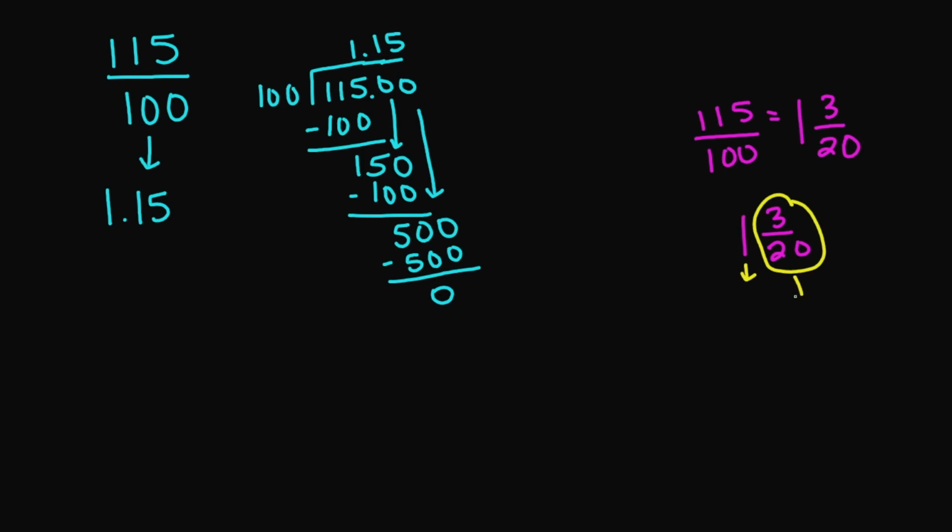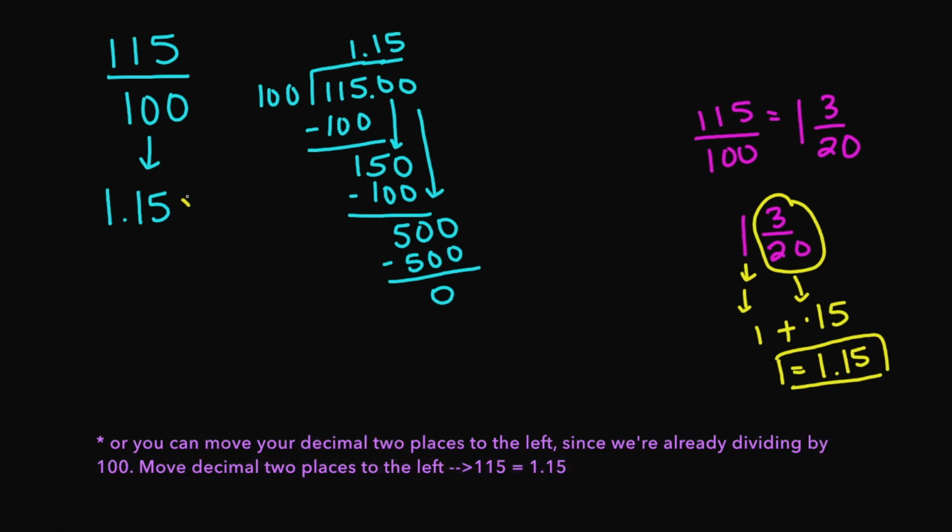So if you divide 3 divided by 20, this is going to give you 0.15. And then you have your 1 here. So you do 1 plus your 0.15. This is going to be 1.15, which is the same decimal that we have here. So you can do long division, or you can divide and just use smaller numbers, which is what we did here.